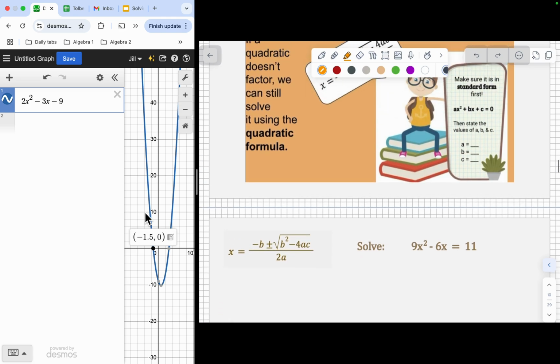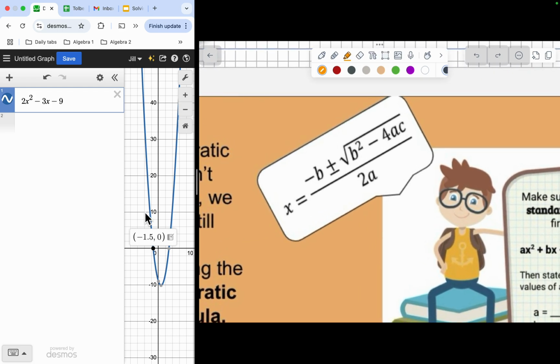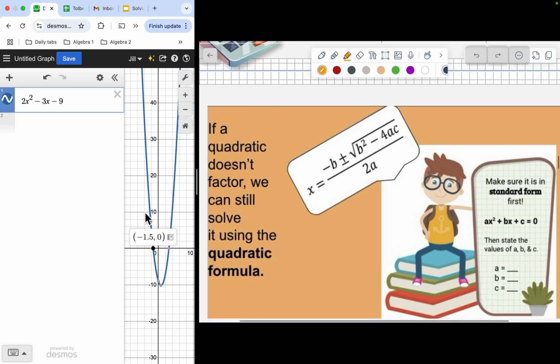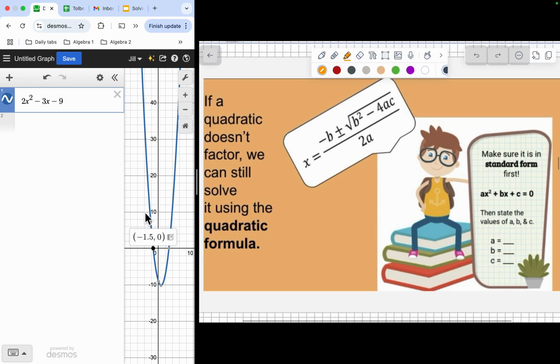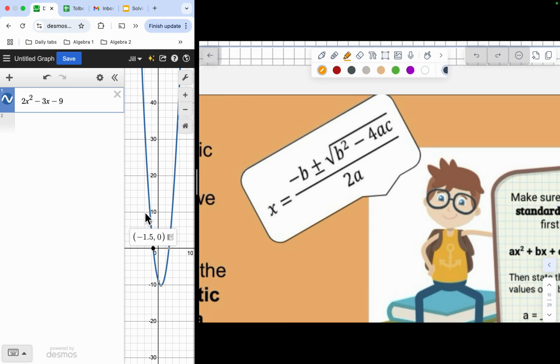Another way we can solve a quadratic, if it doesn't factor, is by using the quadratic formula. The quadratic formula is one of the early formulas you learn in algebra. You can look at the derivation of it if you'd like to, but it's one we just generally assume. Sometimes you'll want to memorize it. You'll use it so much that it'll come pretty easy to you. This is the quadratic formula: negative b plus or minus the square root of b squared minus 4ac, all over 2a.